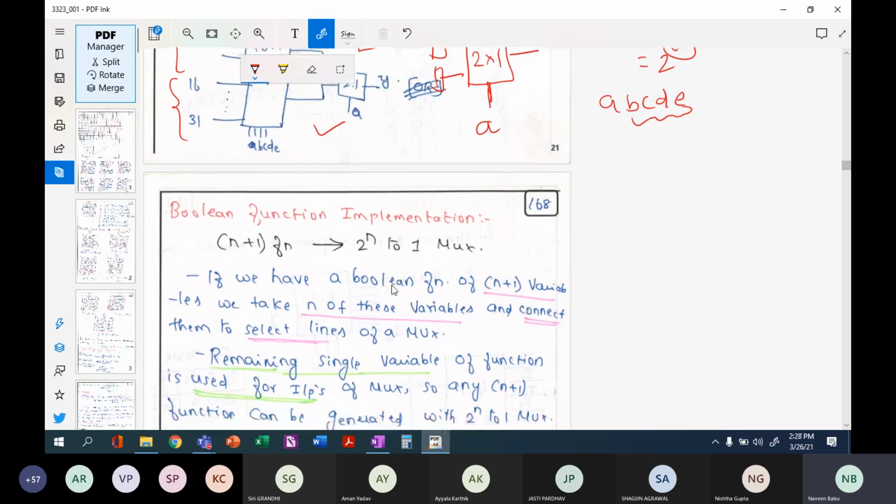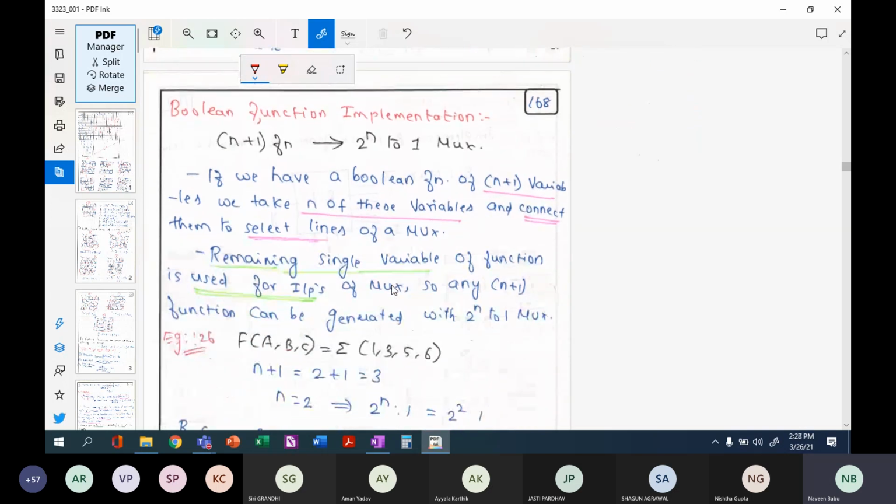Okay. Now, how do you implement a Boolean function? Why are we interested in Boolean functions? Because if you remember, we started off implementing Boolean functions using a decoder. Say you want to implement sum of 0, 1, 5, 6. Then how did you implement it using a decoder?